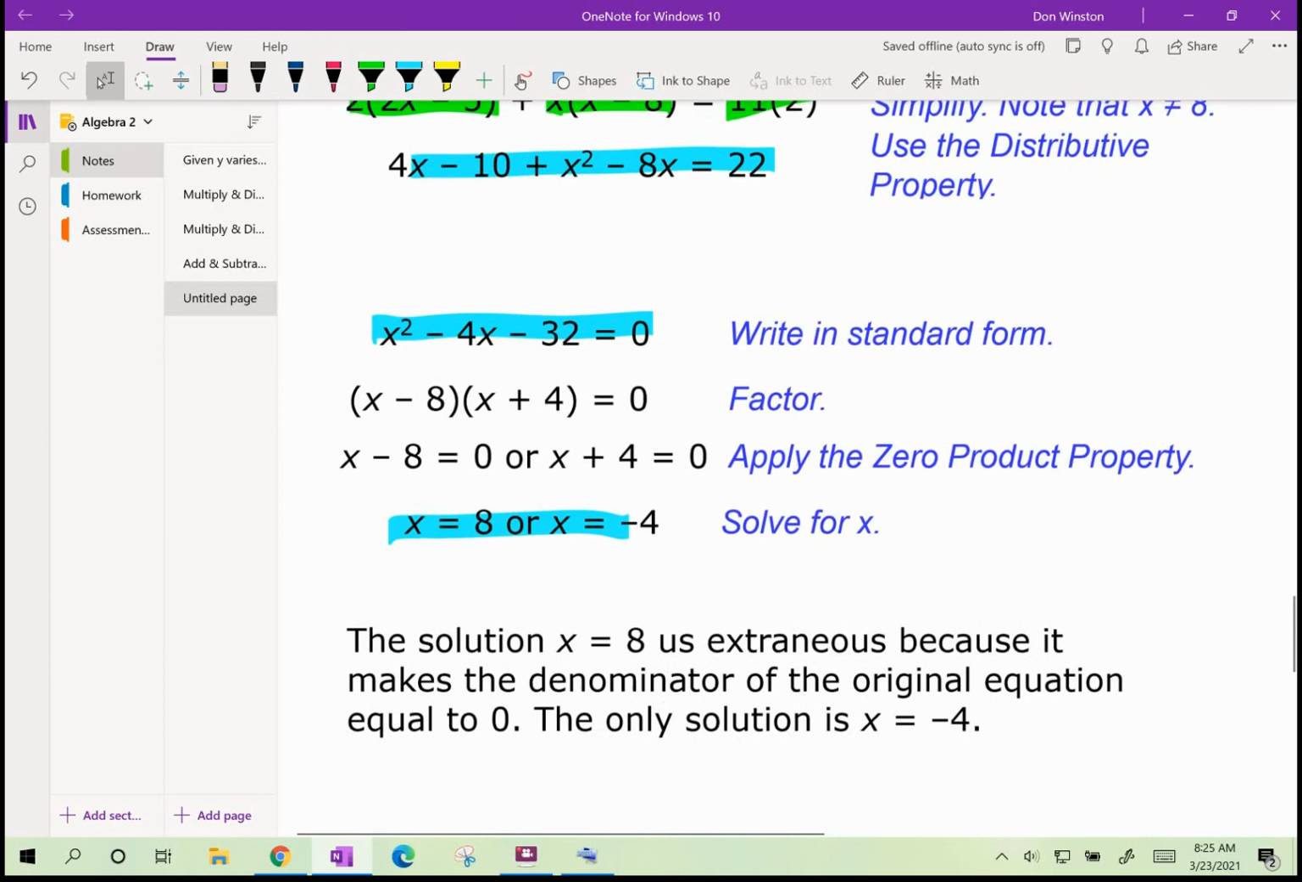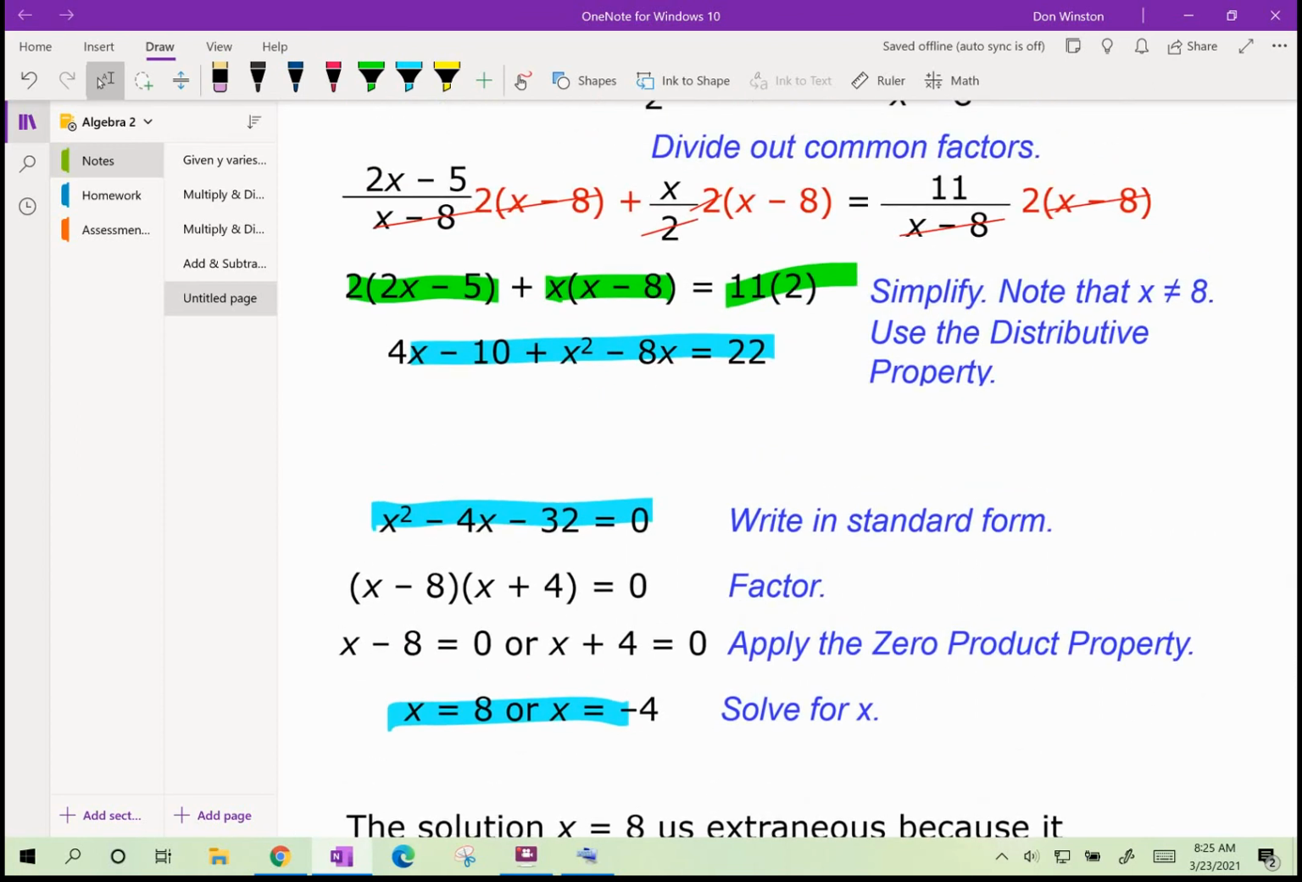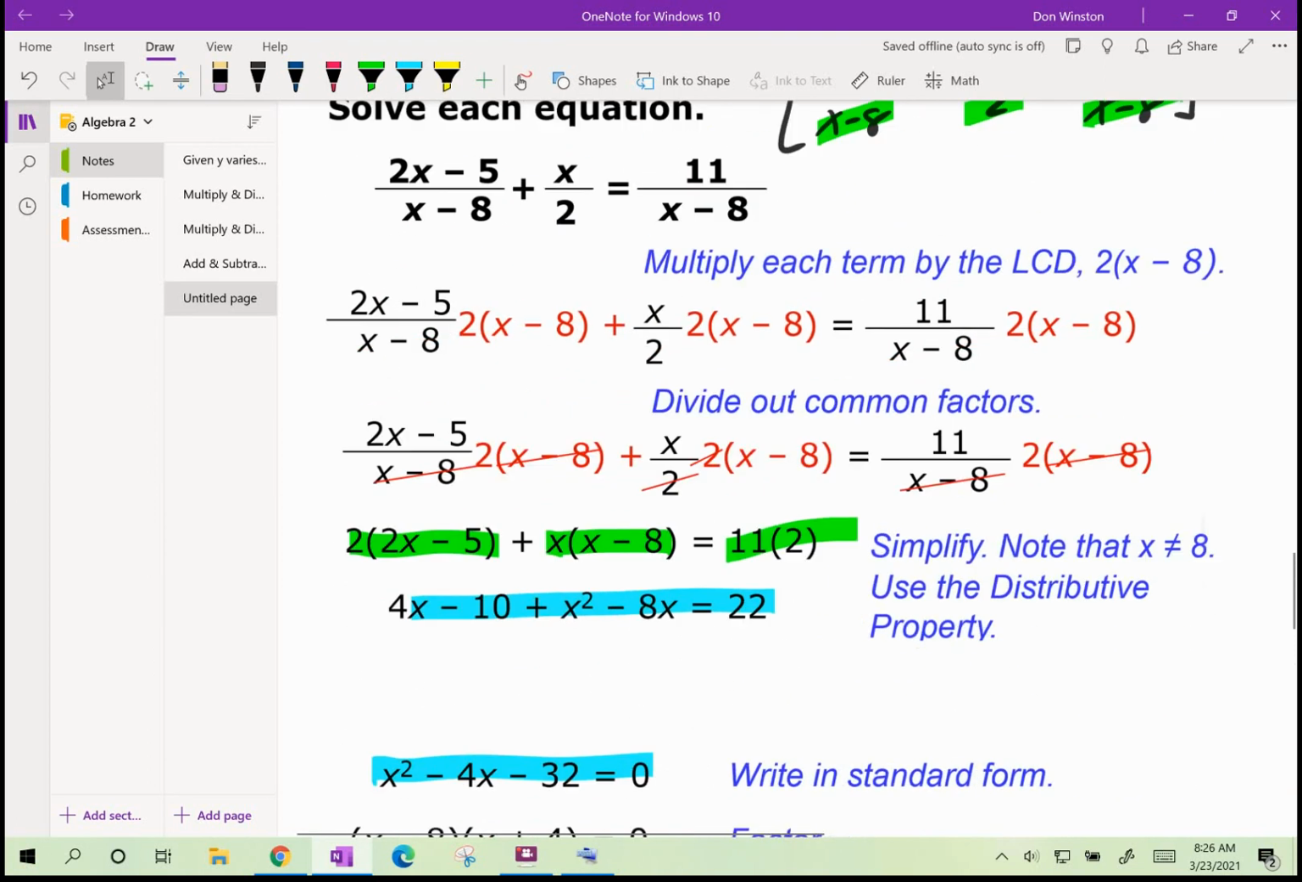Okay, so that's it with solving rational equations. You want to multiply by the least common multiple or least common denominator to clear the denominator, and then you'll get a simple equation that you can solve, either by factoring or just solving outright.